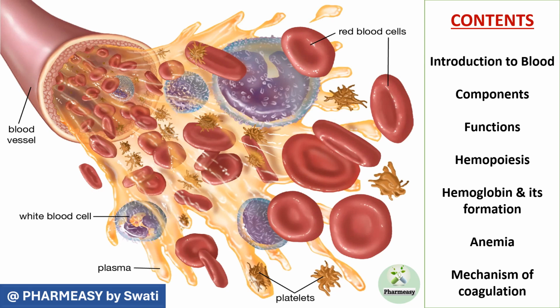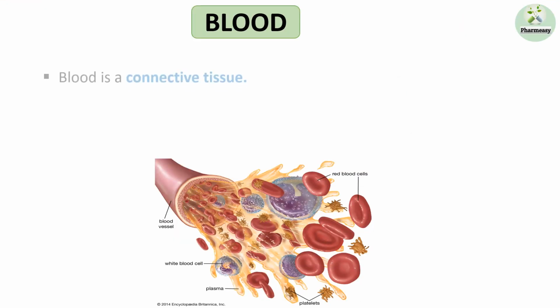Today we will start the third unit of Human Anatomy and Physiology of B Pharm 1 Sem. This lecture will include introduction to blood, components, functions, hemopoiesis, hemoglobin and its formation, anemia, and the mechanism of blood coagulation. So, let's start. Blood.